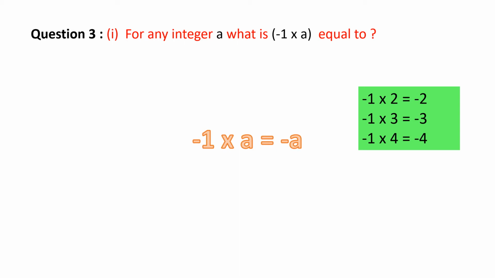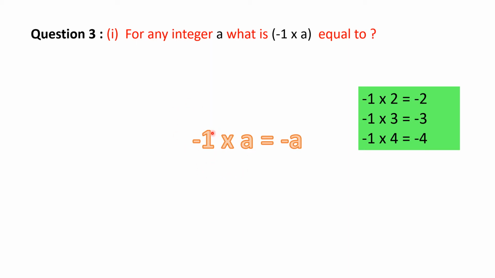Good morning, students. In the previous class, we stopped with question number 2. So here we'll be continuing with question number 3. Okay, so let's look at question number 3. For any integer a, what is minus 1 into a equal to? So look here. Whenever we take any integer a, what will be the answer if we multiply it with minus 1?